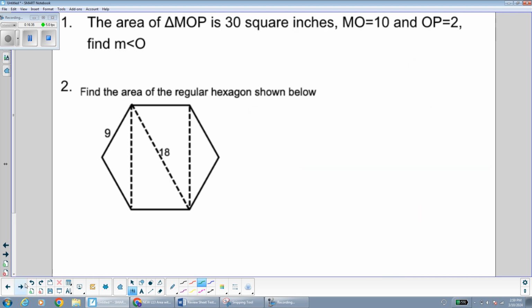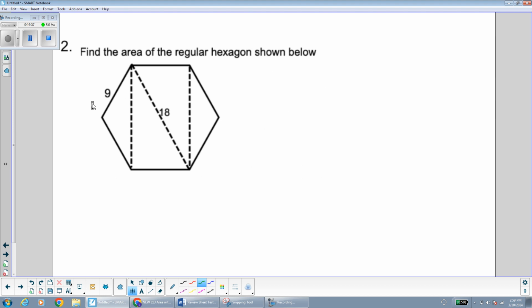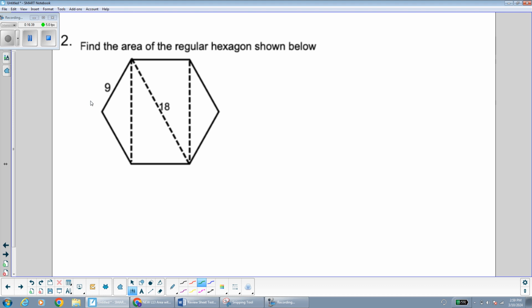I have one more example for this video. It is a little bit of a tricky one. It's the second one over here. What we're going to do is find the area of this regular hexagon. A regular hexagon means that all 6 of its sides are equal, and that also means all 6 of its angles are equal. So if this side over here is 9, this side over here is 9 as well.